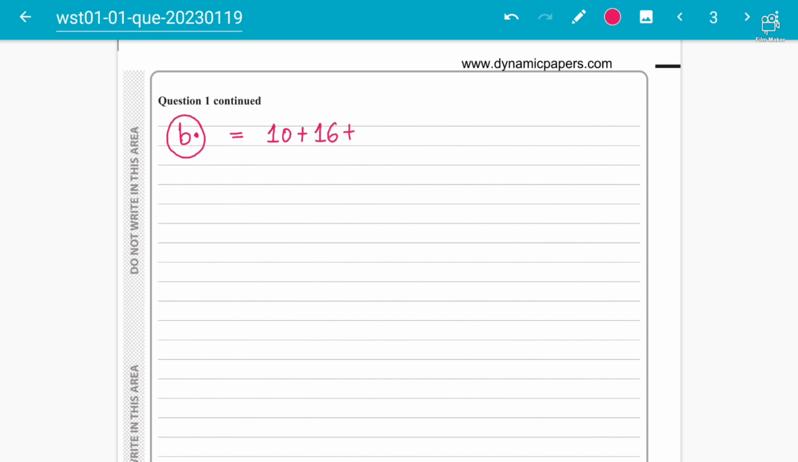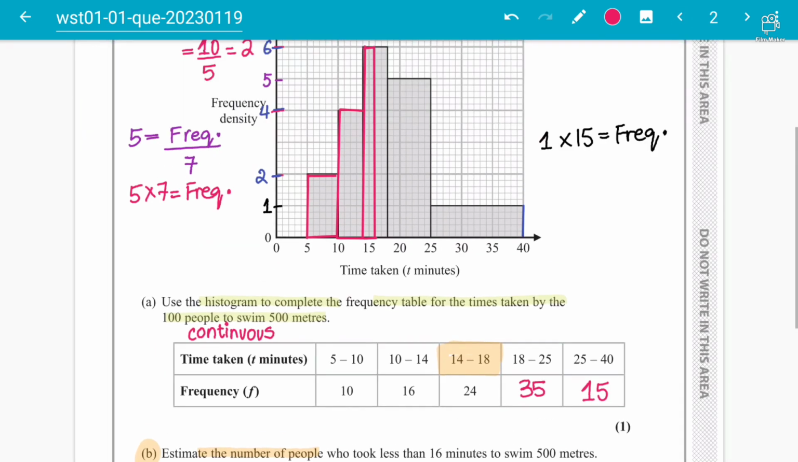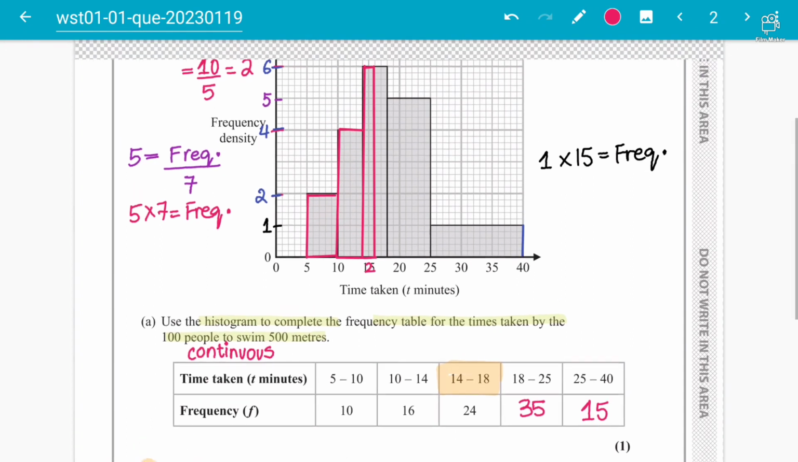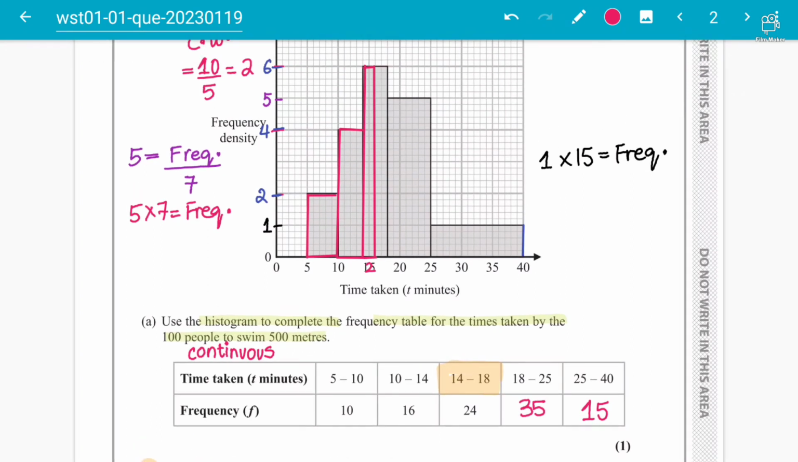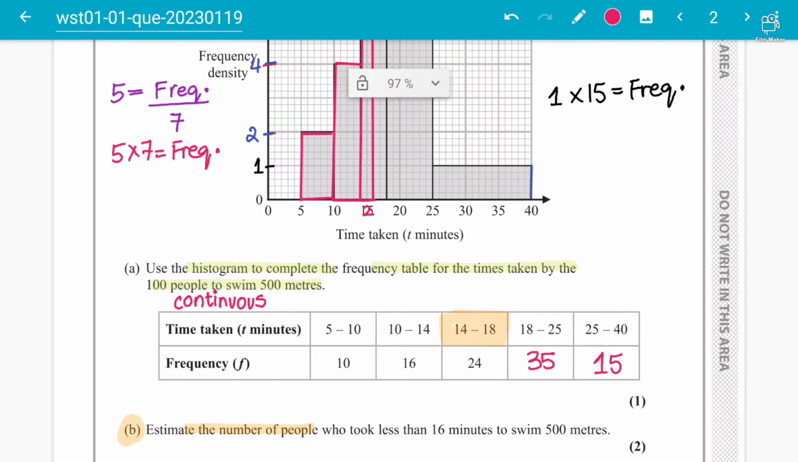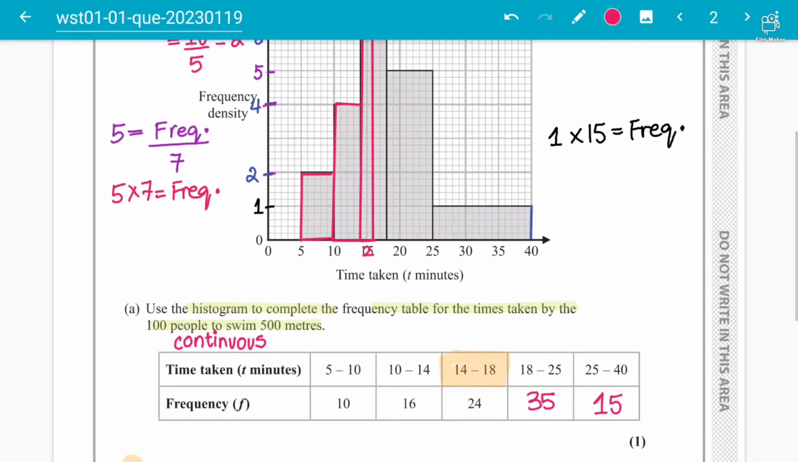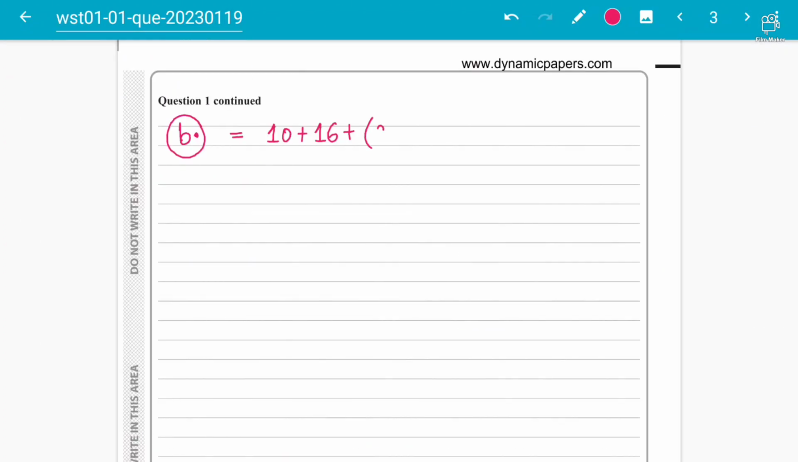And the last one, you will have to work out by saying that the class width is 2 and frequency density is 6, so 6 times 2 is 12. 14 to 16 is a difference of 2, right? So 2 times 6 is 12, so you're going to mention that. So it's going to be 10 plus 16 plus 12, that is going to be 26, 38. Okay, so 38 is the answer.